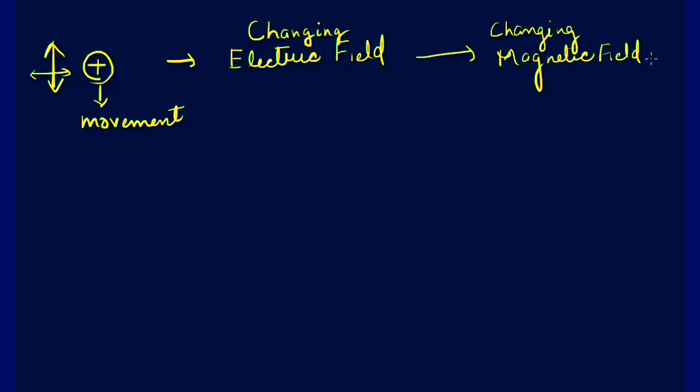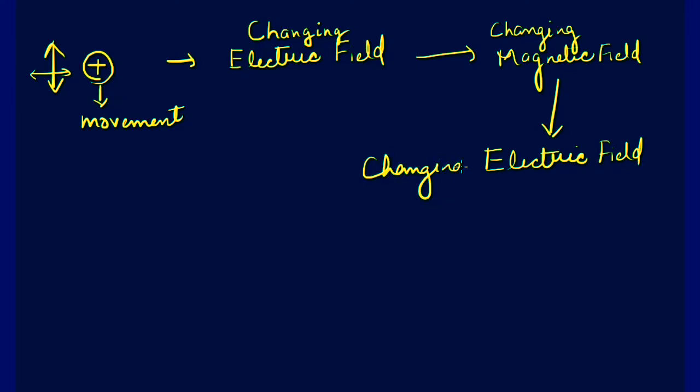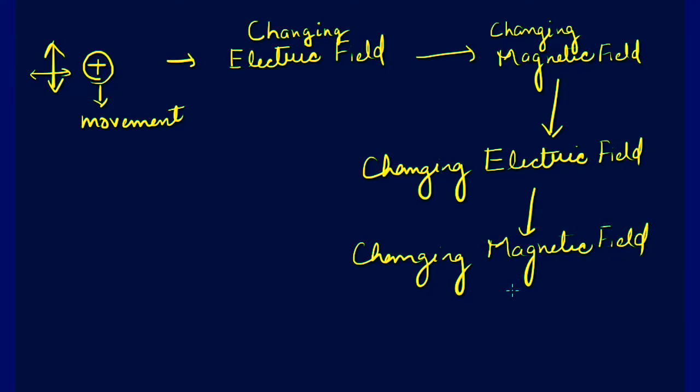Now this changing magnetic field will further create an electric field. Now since the magnetic field was changing, this electric field will also be changing. And this will further create a changing magnetic field, and this process will go on like a chain reaction. This means that if we have either an electric field or a magnetic field and we change it, the other property will automatically be generated.